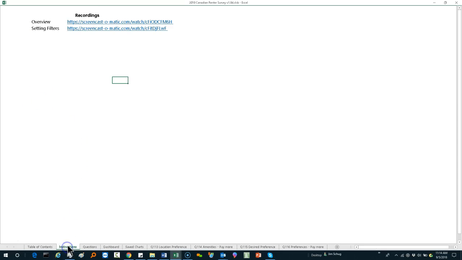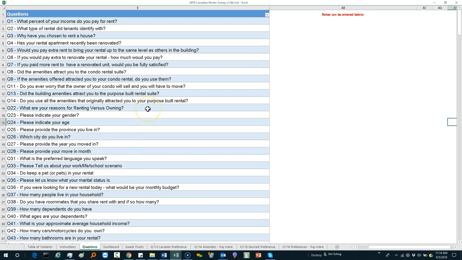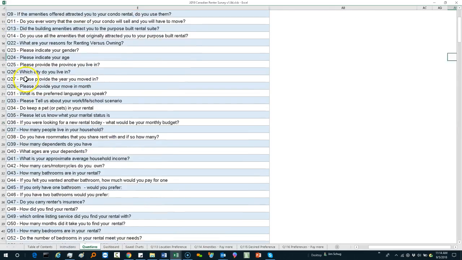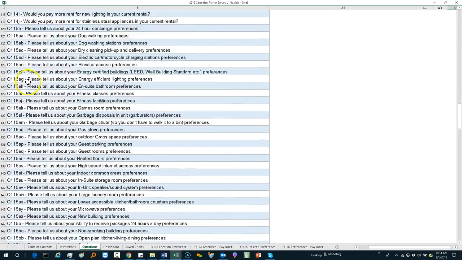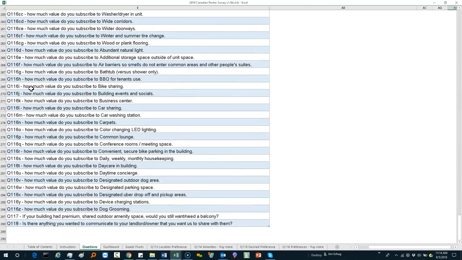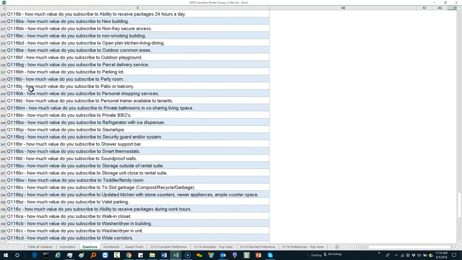Table of contents, instruction page, we'll put in, and there'll be more information here, additional recordings, possibly written instructions as well. The questions. This is a nearly complete list of questions. There are some questions that just were not necessary to include. You notice that we number them all the way through 118. Now, so each of these can be viewed individually.